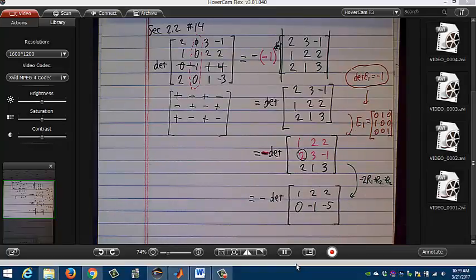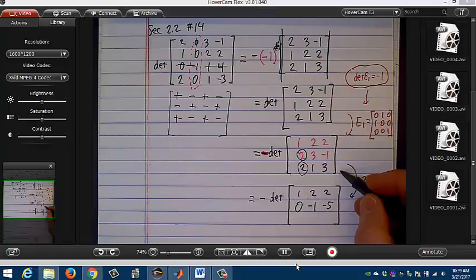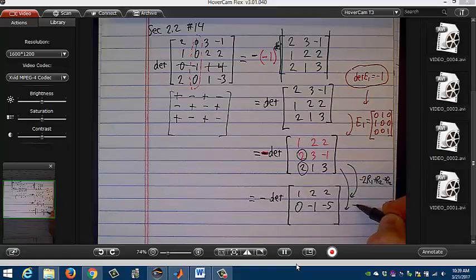Let's try and do this. Let's change this one, this 2, to a 0 also. So what's the operation I would do? -2 times row 1 plus row 3 is the new row 3. And again, this row operation doesn't change the determinant, so that's really nice.